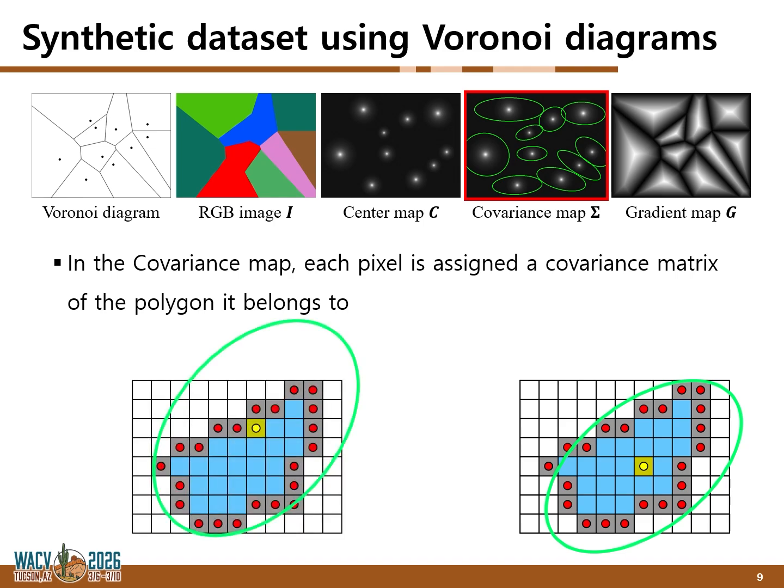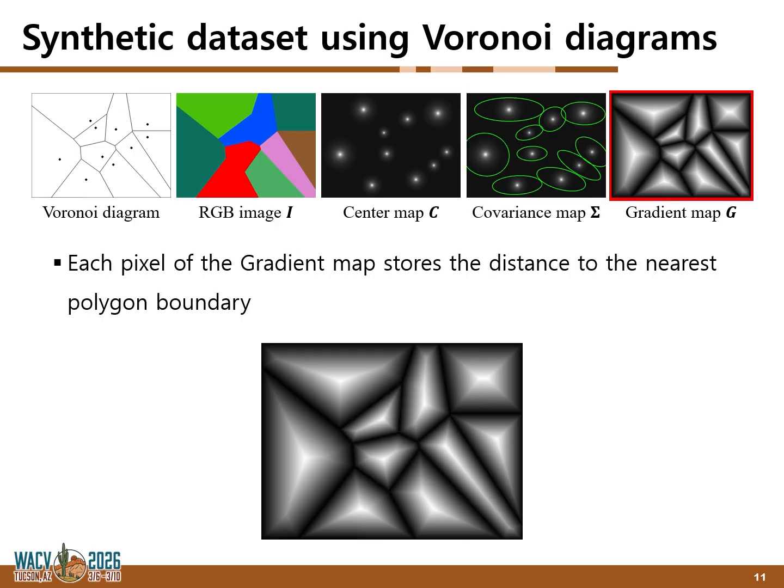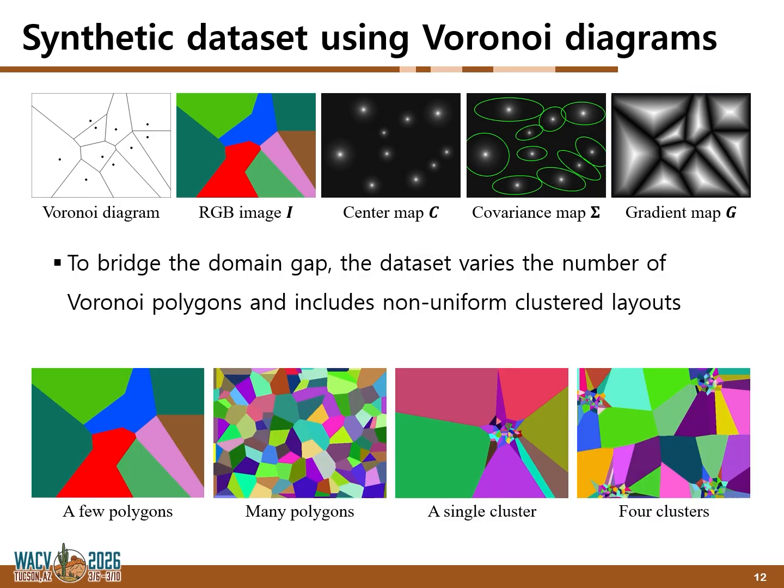The covariance matrix at the non-centroid pixel is also computed and visualized. After every pixel is assigned its own covariance matrix, the covariance map is created. Each pixel of the gradient map stores the distance to the nearest polygon boundary. To bridge the domain gap with real-world images, the number of polygons in the Voronoi diagram is varied, and a clustering approach was used to reflect non-uniform object distributions in the real world.